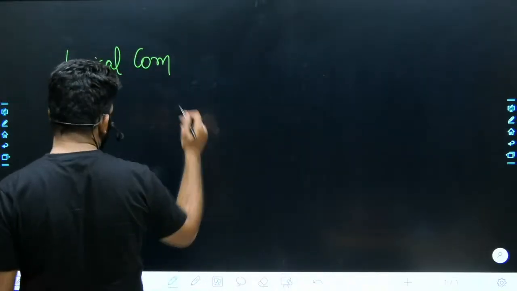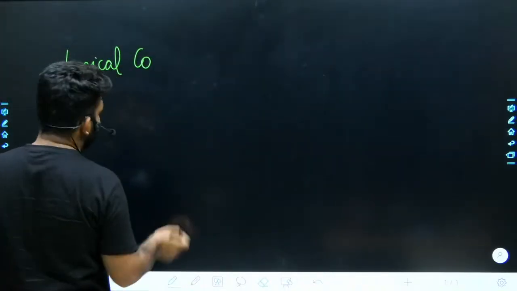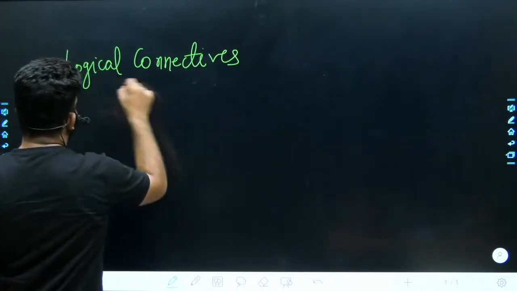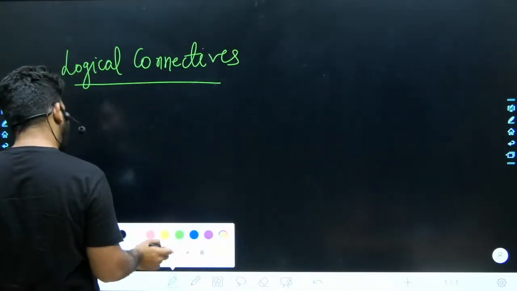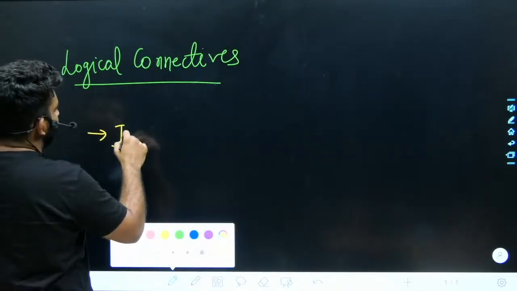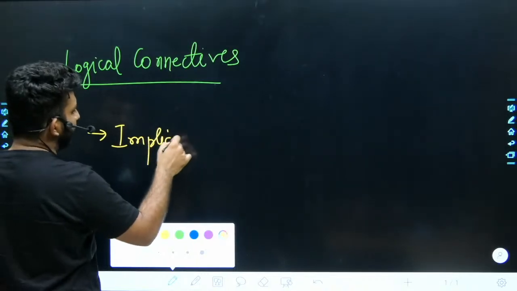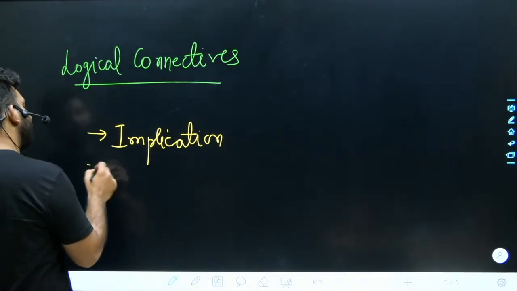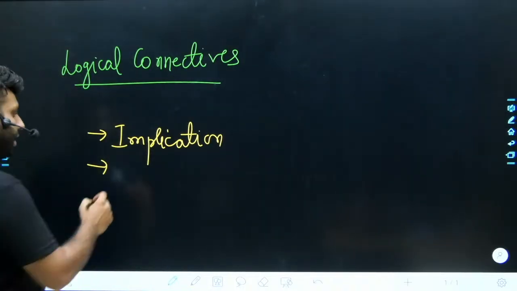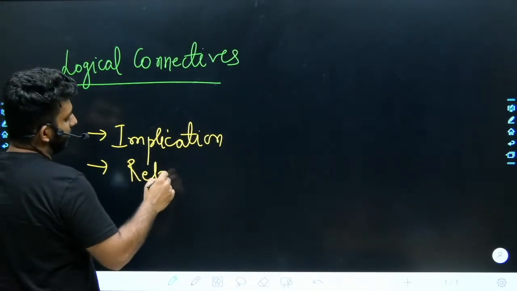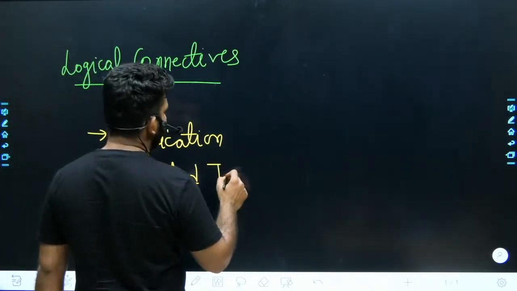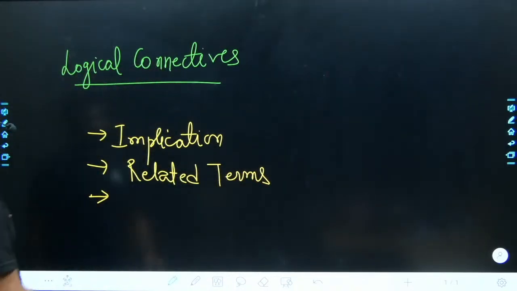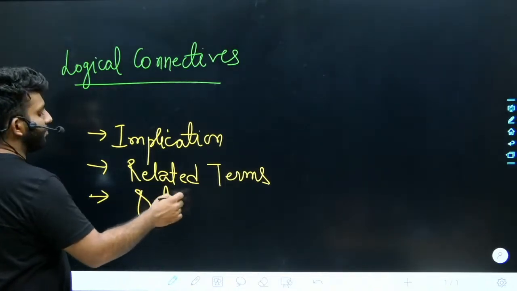So let me simply write over here. Logical connectives we have already discussed in the last session. In this video I'll be talking about implication in detail, a bit of detail. Apart from that, I'll be talking about related terms related to implication, and then I will be talking about satisfiability. So let's start with implication.